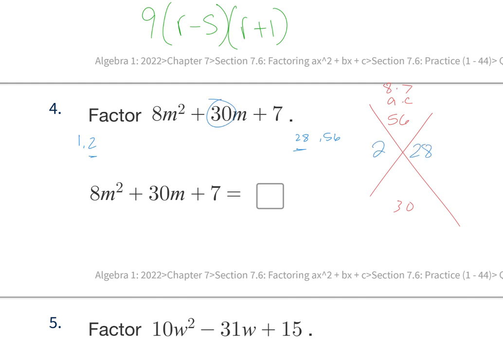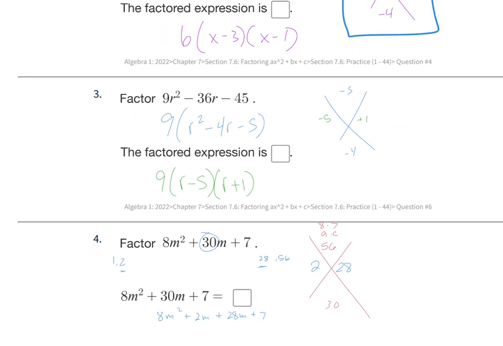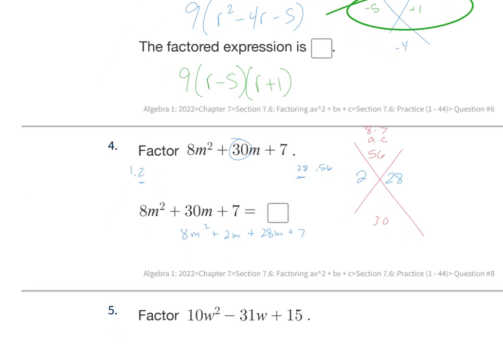So we have 8m squared plus 2m plus 28m plus 7. And if you're wondering where that came from, because up here we weren't doing that stuff, well, technically we were. It's just that we didn't need to write it that way because this factors so prettily. And this has to factor by grouping. Okay, so that's what we're working towards now.